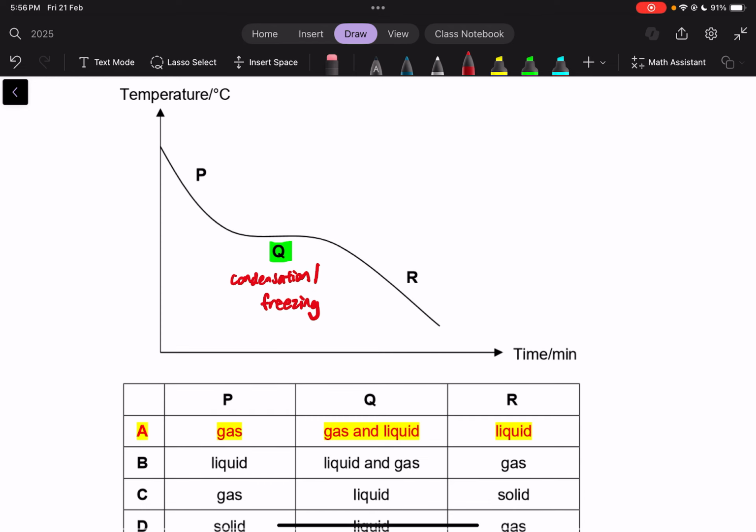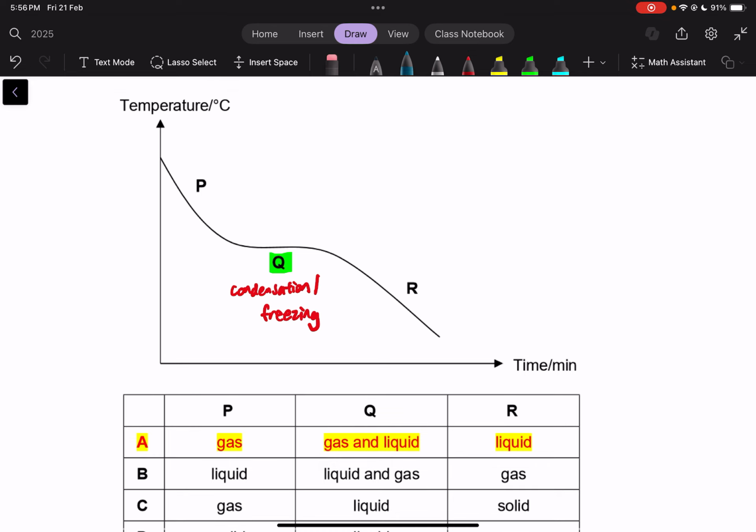processes. Okay, so for condensation, similarly now you just link back. What 2 states of matter do we involve for condensation? So I think this one we can link to liquid and gas. Then for freezing, we link to solid and liquid.